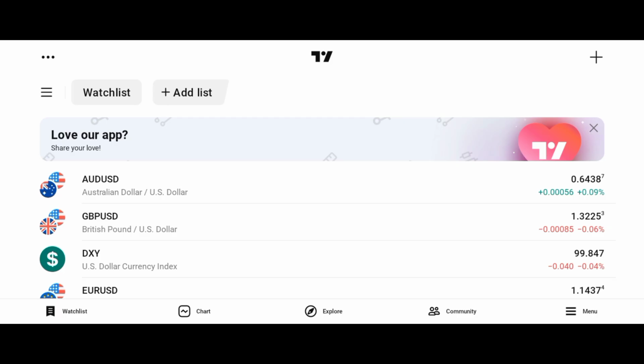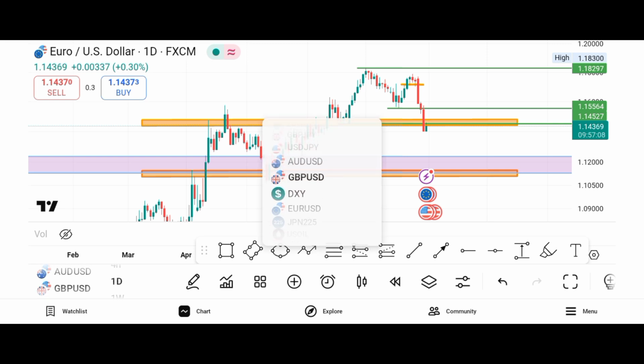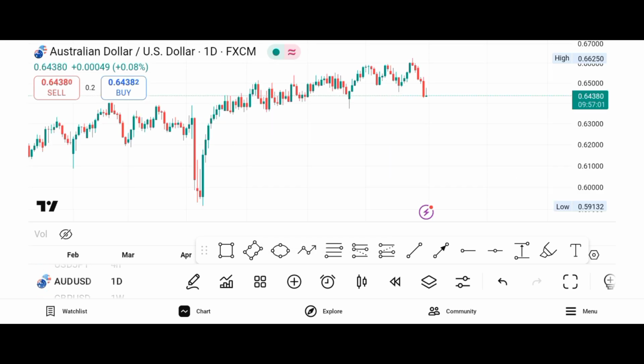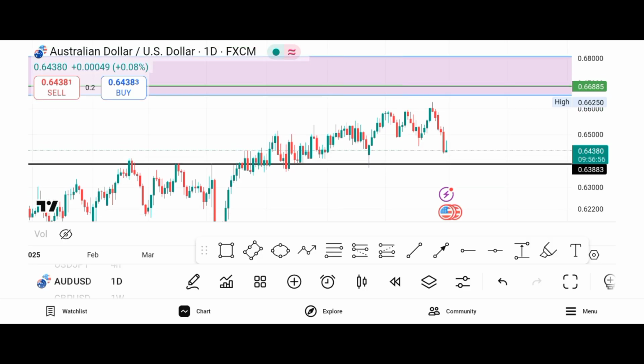AUDUSD is the worst. AUDUSD has been a mess. I ignored it. I'm just watching them. So let's see. You can see, let's start from AUDUSD. See that AUDUSD has been just ranging for a couple of weeks. It's not even doing anything. So technically, me trading this is complicated. It's bad. I will not do it. So I left it.